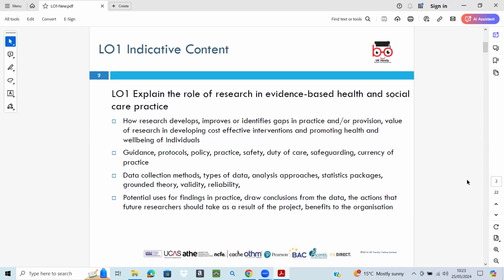So these all are the important bits. Research is foundational in advancing health and social care practices. It helps us continuously develop, improve, and refine our approaches, and it ensures that the care we provide is based on the best available evidence. If we understand and apply the different methods of data collection and analysis, and draw actionable conclusions from research findings, we can significantly enhance the quality of care delivered. So I believe these all are the important aspects for this slide.